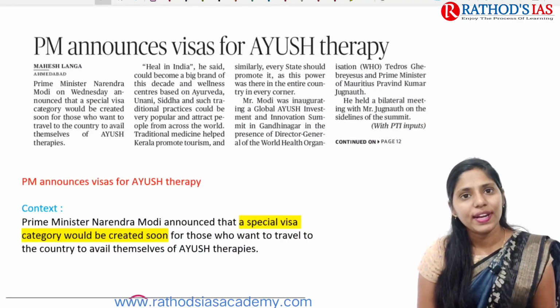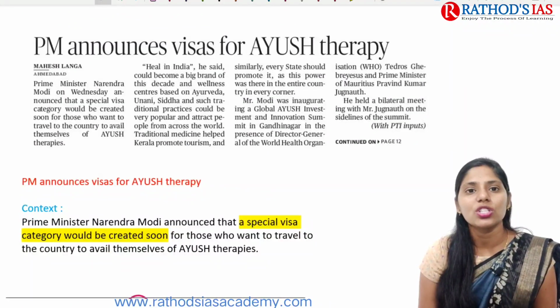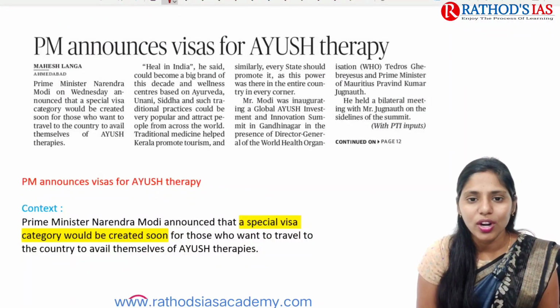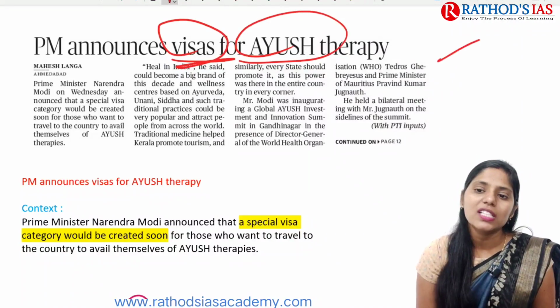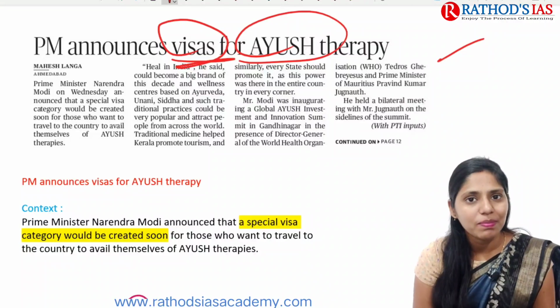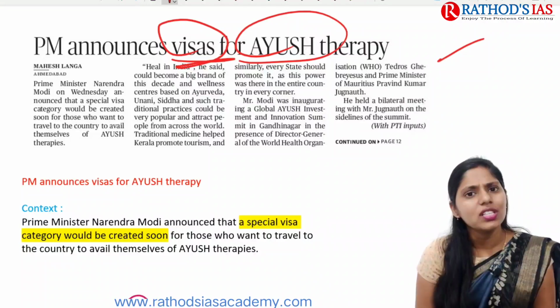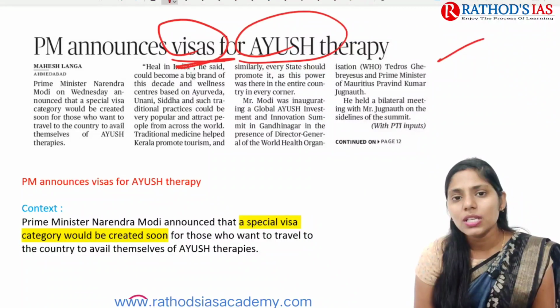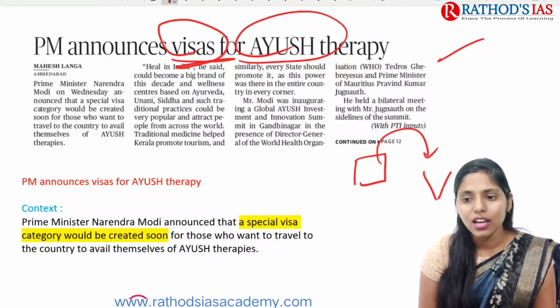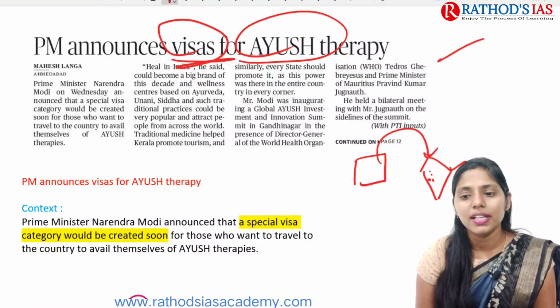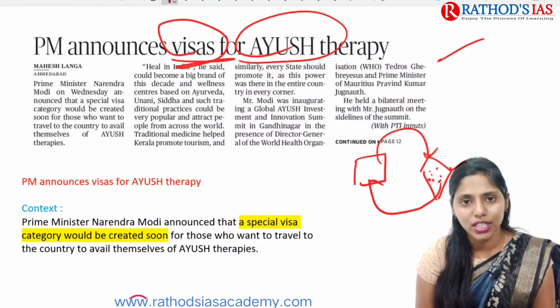Now let us see the next topic. It is regarding Ayush therapy. You need to know what Ayush therapy is and what the visas for Ayush therapy are. You know that India is very famous for medical tourism. So what is medical tourism? Medical tourism is nothing but people from other countries visiting India to get medical services, and after the services are done, they return to their countries.